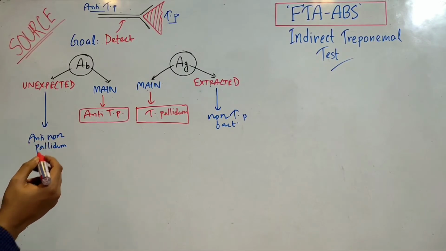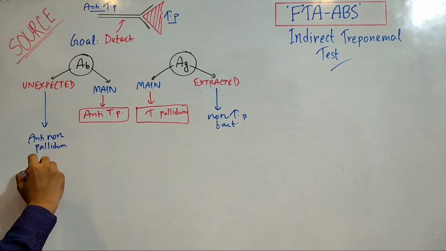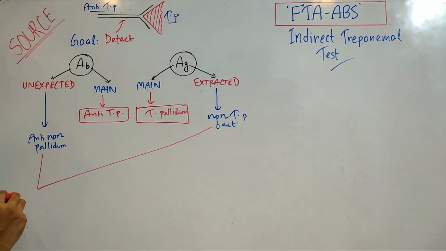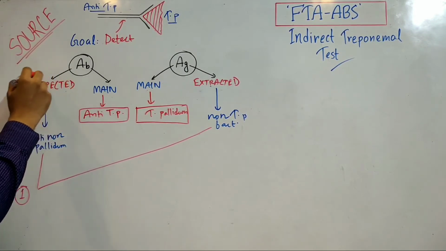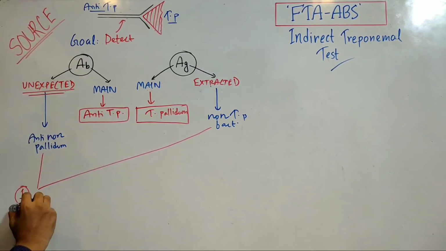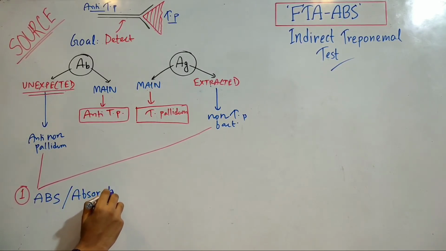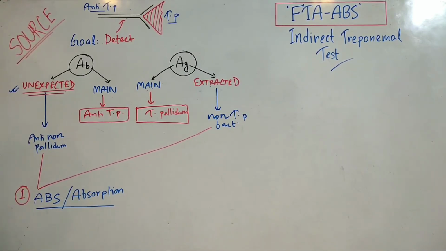Now let's look at the steps that are associated with the process. We'll go sequentially. First off, we have a reaction between the unexpected antibodies and the laboratory extracted antigens. So that's our first step. So why is this the first step? Because we firstly want to get rid of the unexpected antibodies. We don't want these to interfere in our test, and this step is known as the ABS, or absorption step. So we are absorbing the unexpected antibodies. So this is the first step.